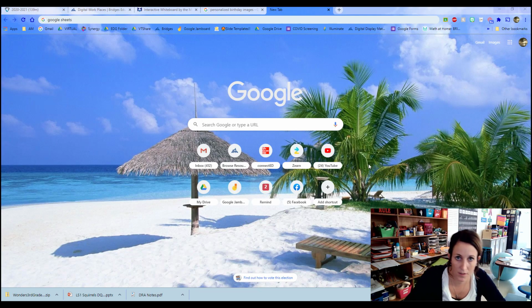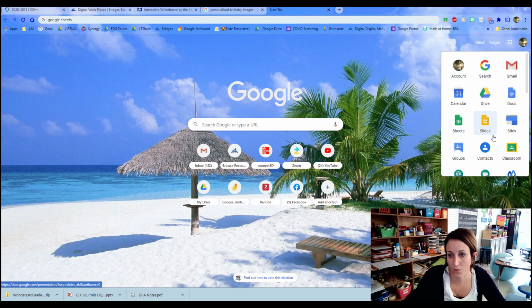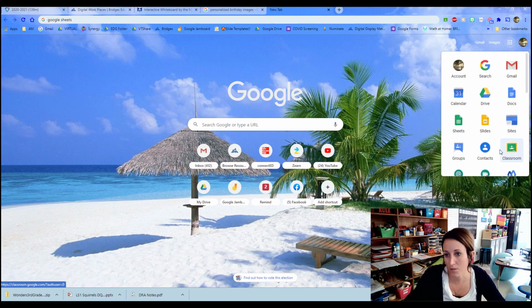A little tip I just learned today. This waffle, this is called a waffle. It's a 3x3. It has all your Google stuff in it, because Google is connected to so many different things. But here's something I learned today: you can actually move these icons around, so you could put the ones that you use most frequently up top.